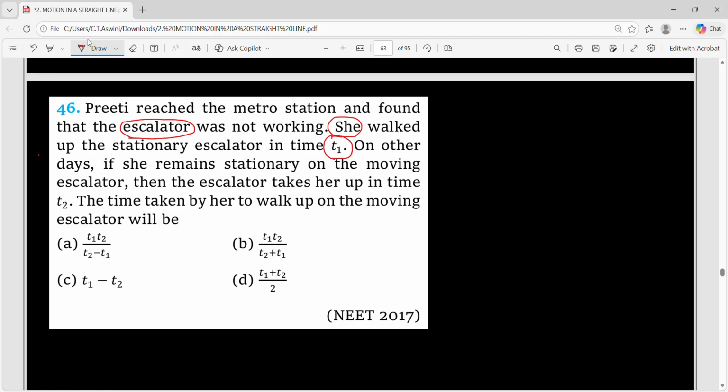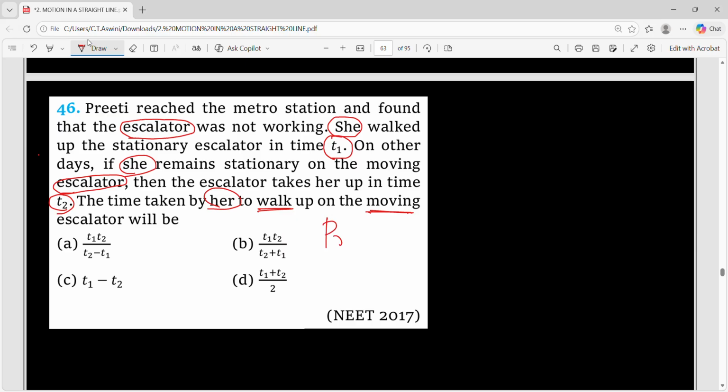On the other day, she remained stationary and she was on the moving escalator. That means this time the escalator is moving. So whatever it is, one object moving, the other object not moving. So this time taken is t2. Time taken by her to walk on the moving escalator. That means this time both the objects are moving.